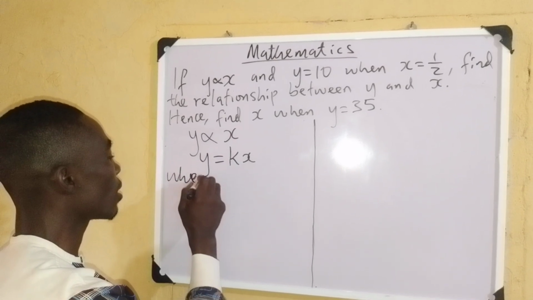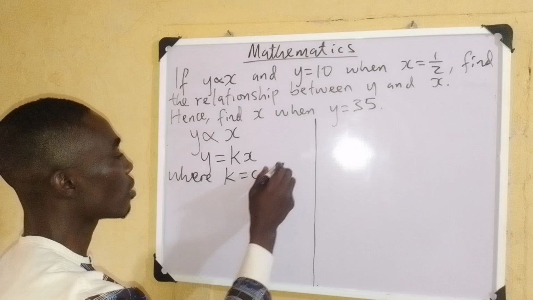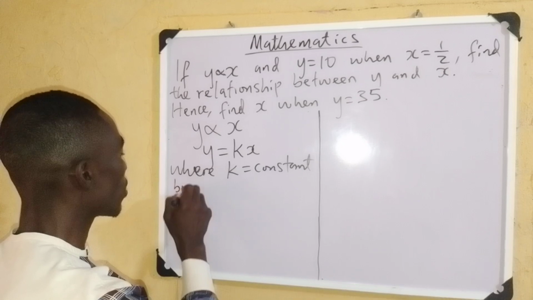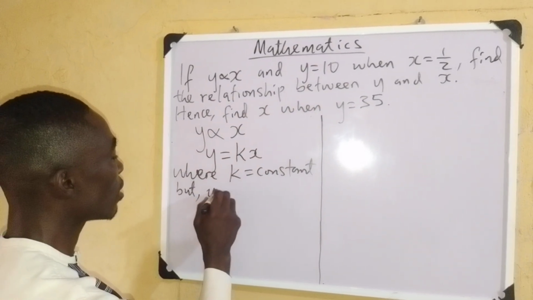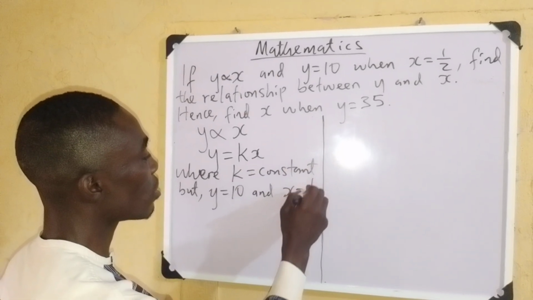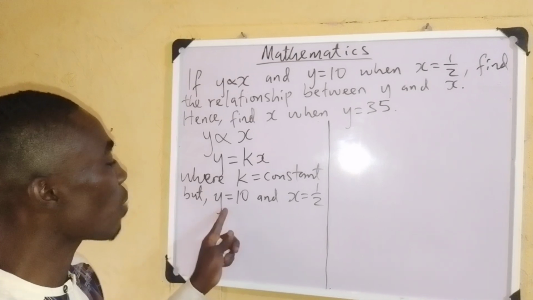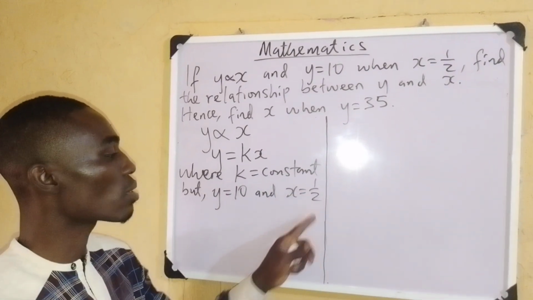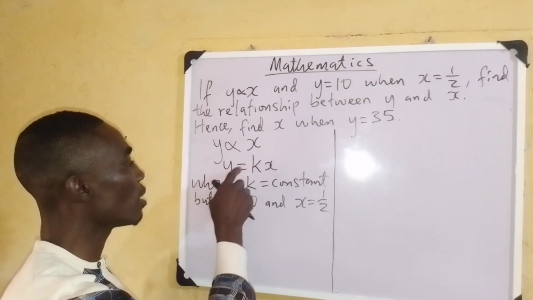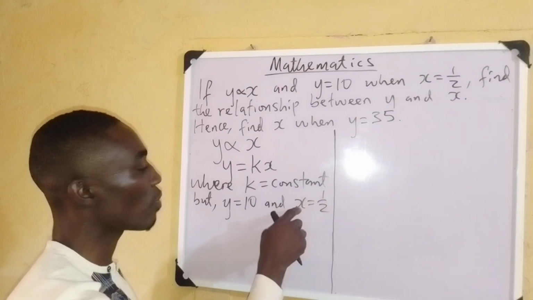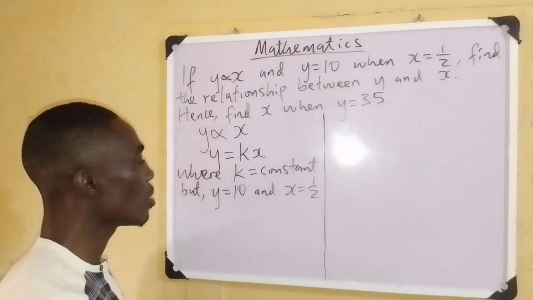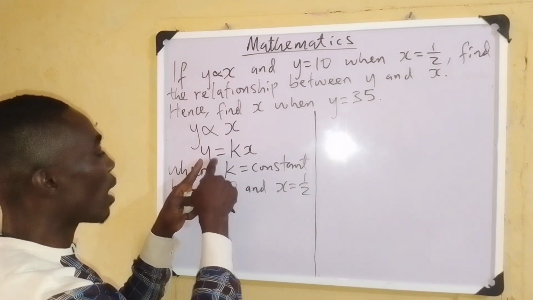Where k stands for what? Constant. But in the question, y is equal to 10 and x is equal to 1 over 2. So since y is equal to 10 and x is equal to 1 over 2, what do we do? We have to substitute 10 for y in the equation and substitute 1 over 2 for x in that same equation. What do you mean by substitute? To replace. So in that case, wherever we have y, we replace it with 10.